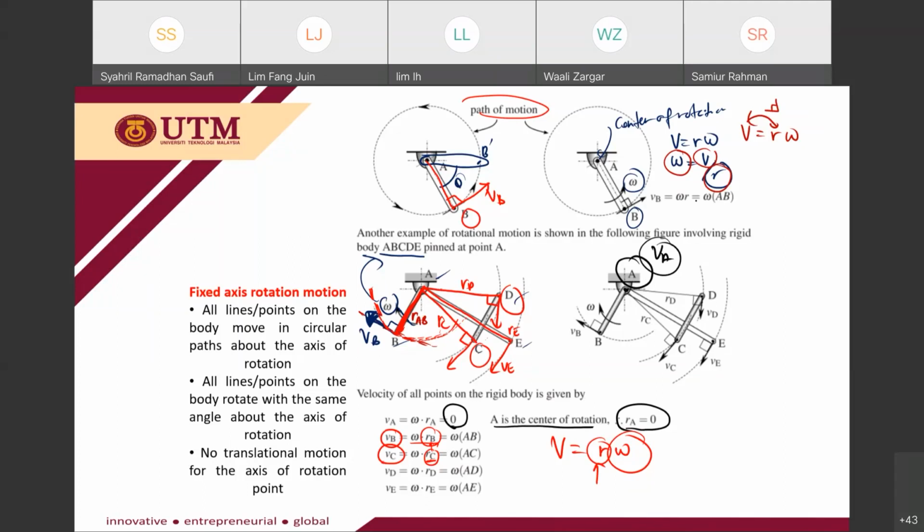So you have the velocity at points B, C, E, and D. There is no translation motion for the axis of rotation point, which is point A. This V represents the translation velocity, and omega represents the angular velocity. Any questions so far?